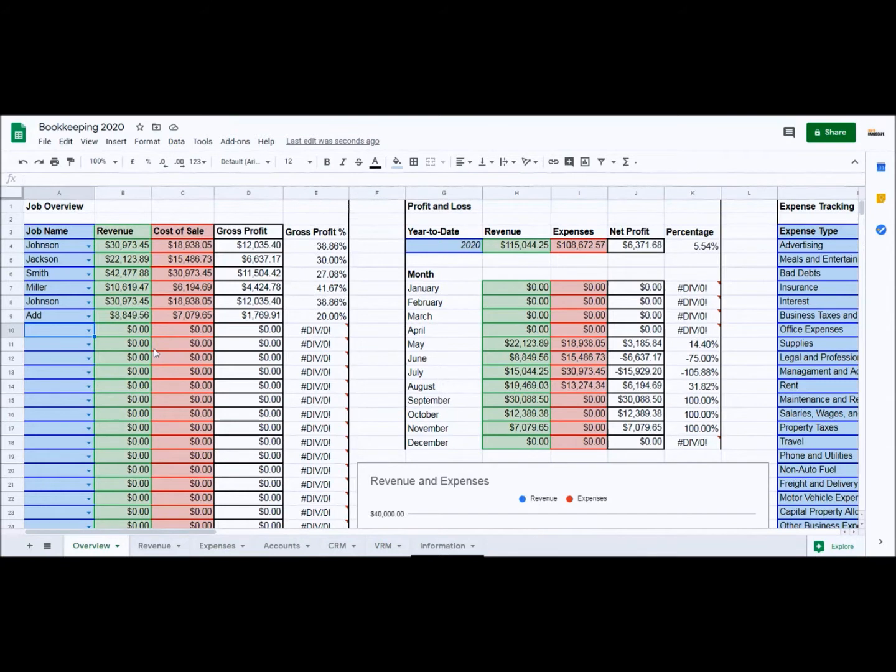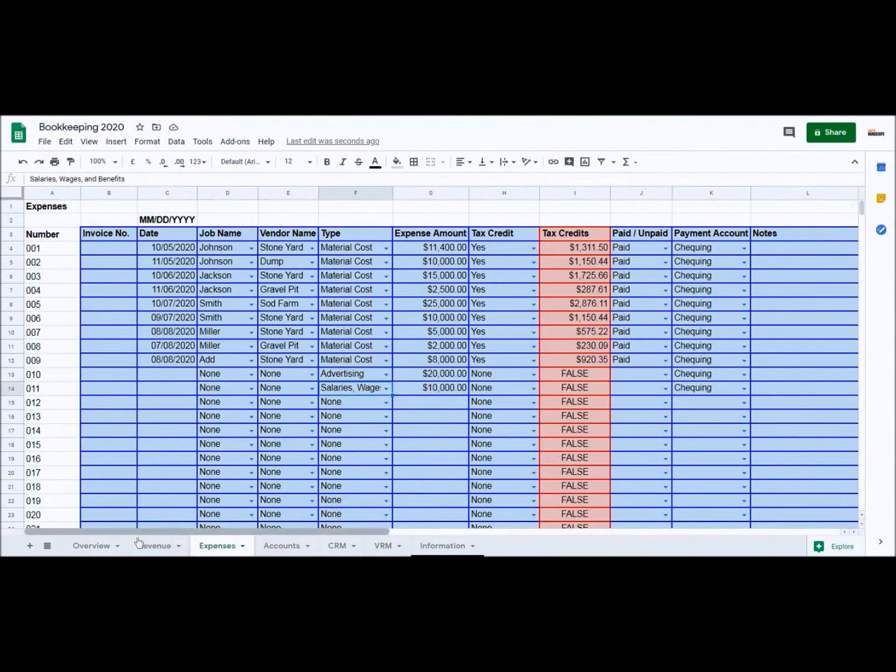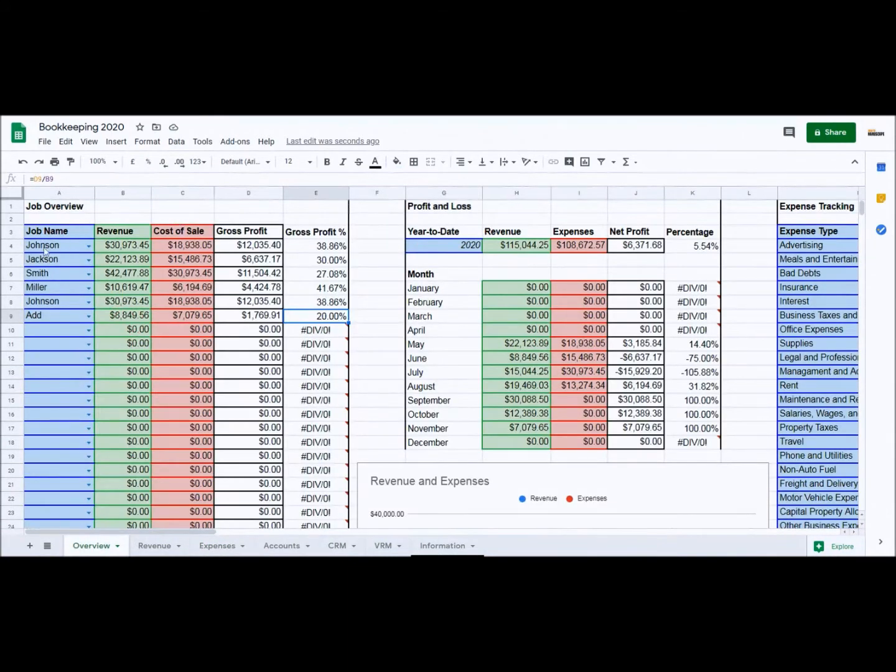It allows you to see where your money is going, where it's coming from, what jobs are the most profitable, and so on. Now, this job overview really shows you the revenue minus the taxes, the cost of sale minus the taxes if it was tax creditable, and then your gross profit and your profit percentage on that. Now, this is gross profit, not net profit. Gross profit hasn't taken into factor the expenses that were not specifically tied to that job. For example, the expenses like advertising and salaries, they don't have a job name, so they're not assigned to anything.